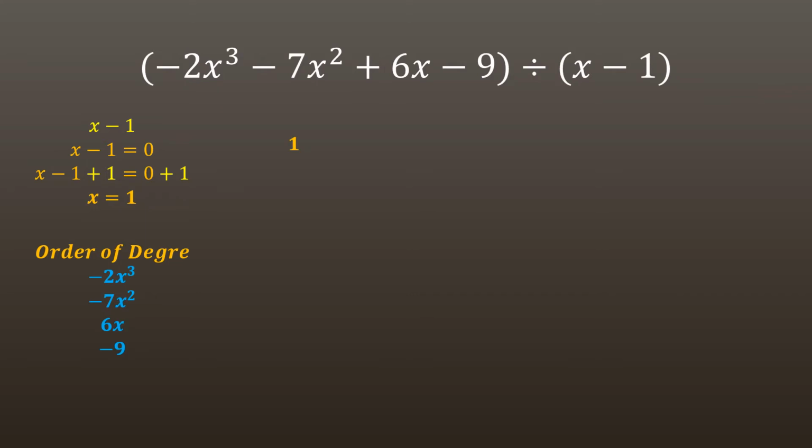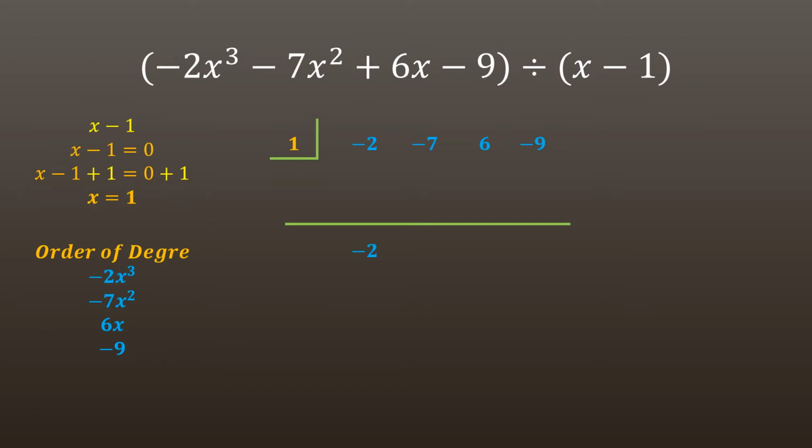Okay, now we need to write our synthetic divisor, and then we put this mark as an area for our synthetic divisor. And then we write the numerical coefficients. The first one is negative 2, from negative 2x cubed. And then we write negative 7, from negative 7x squared. And then 6 from 6x, and then negative 9. So that is it. We put that mark so that we know what to operate.